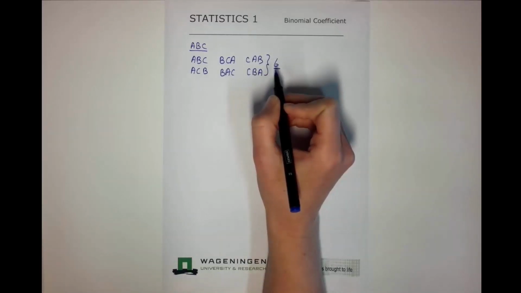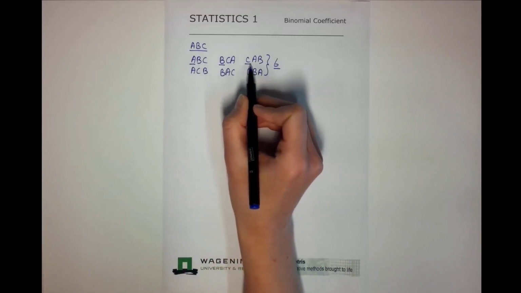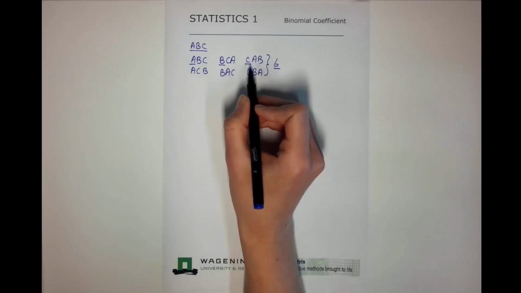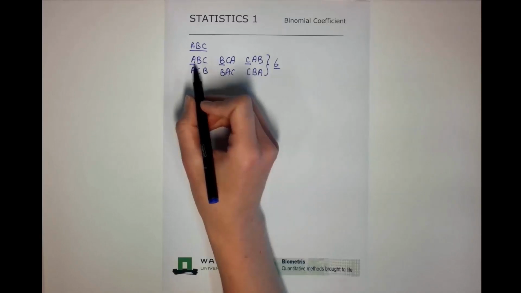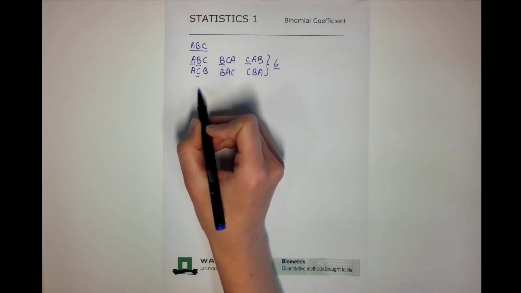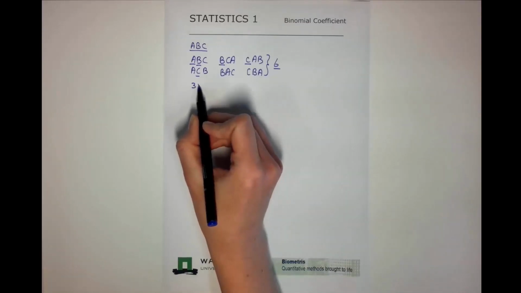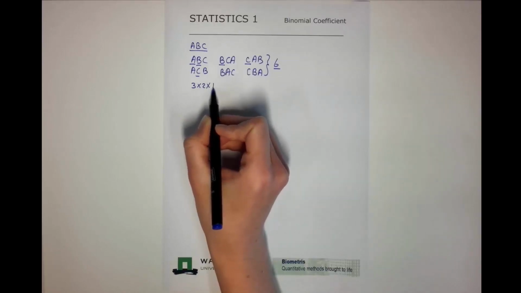If we would like to calculate the number of orders, we could say that for the first letter there are 3 options to choose from, namely A, B and C. After selecting the first letter, only 2 letters remain, and thus there are 2 options for selecting the second letter. So if we choose A as the first letter, we have B and C left. After doing this, 1 letter remains, which is automatically the third letter. This information gives us the following calculation: 3 times 2 times 1, because first there were 3 options, then 2, and at the end there was only 1 letter to choose from.